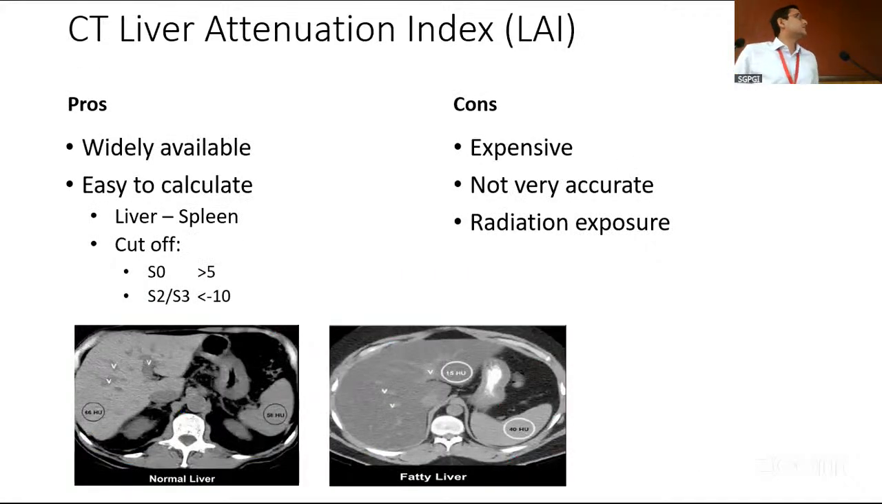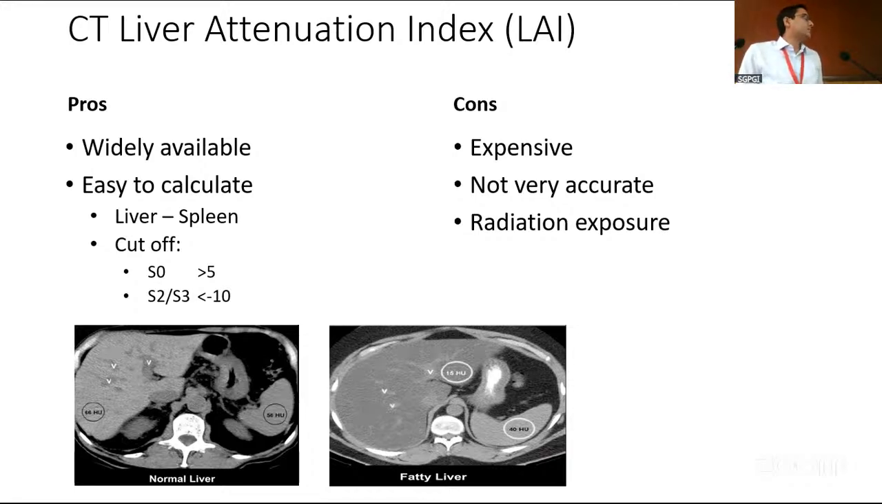Coming to the CT-based liver attenuation index. Normally the difference between the attenuation, in Hounsfield units, of the liver and spleen is usually less than 5. And here we can see in the normal liver, the liver and spleen are seen with 64 Hounsfield units of density in the liver, and 56 in the spleen, and they appear equally bright.